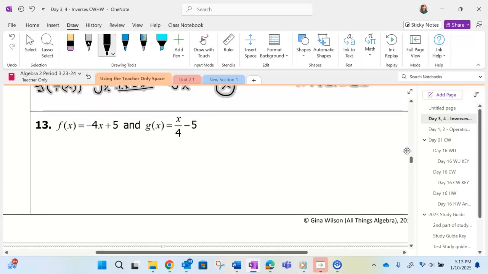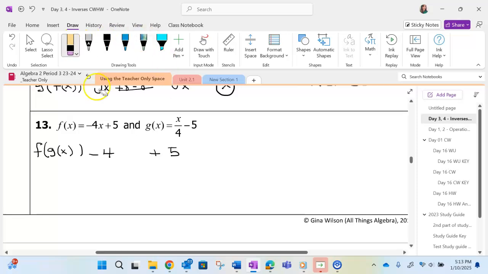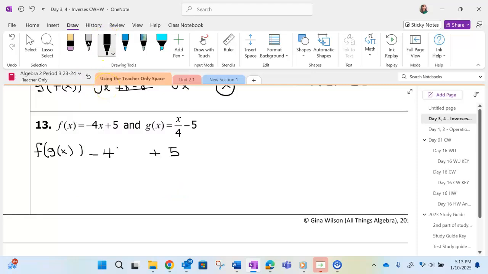Here we go. First one we're going to do is start with f, and we're going to put g inside. I'm going to do my parentheses, and we're going to write g inside. So here we go: negative 4x plus 5. I'm going to erase the x, and in place, I'm going to put all of this: x over 4 minus 5.